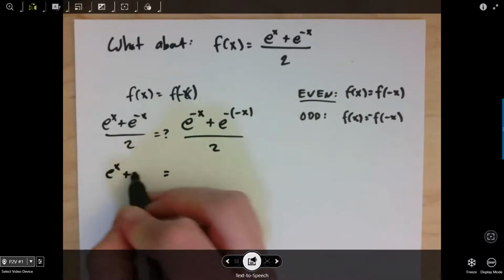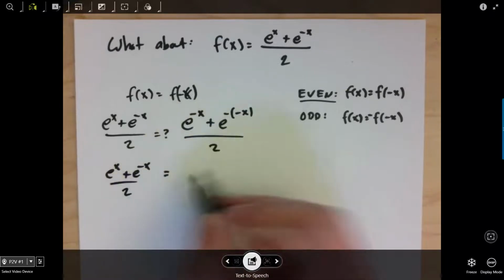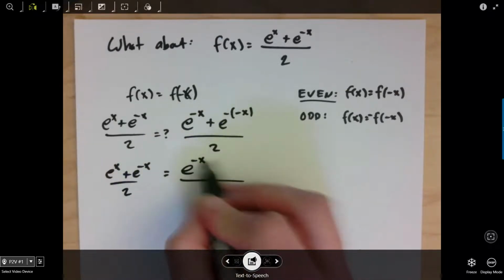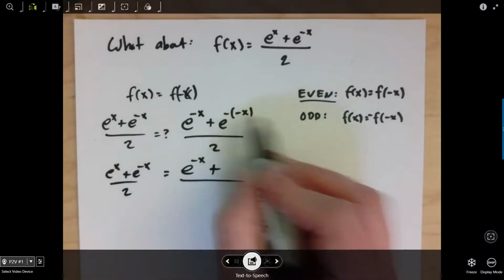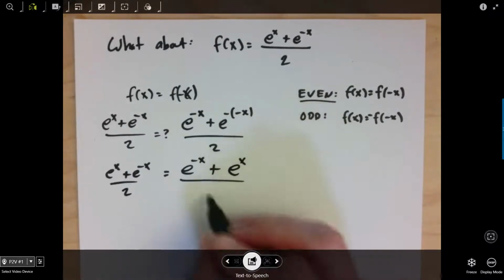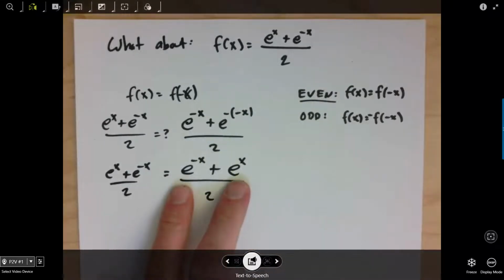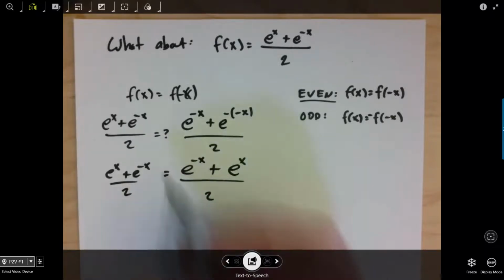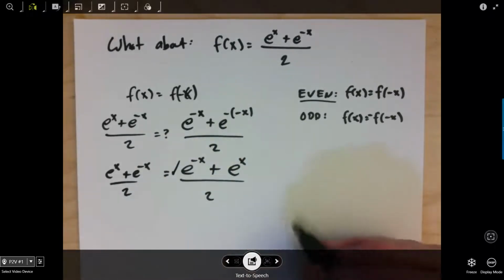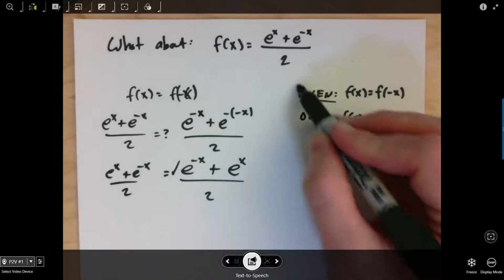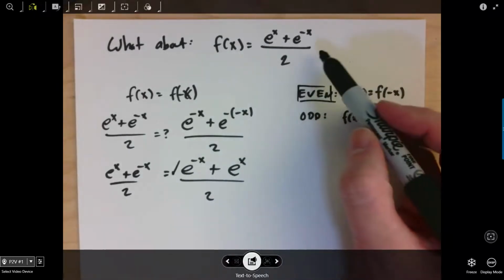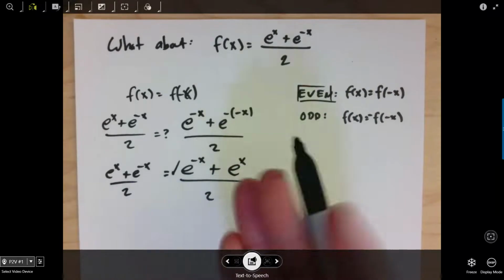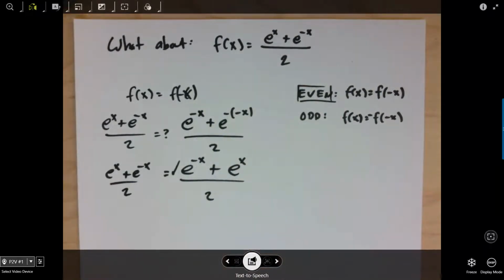And this seems like it's going to work. Here I've got e to the negative x, and then here the opposite of x is just x. And now, because a plus b is the same thing as b plus a, I know that those two sides are equal. Therefore, I've shown that this function's even, which means that whatever the graph looks like, I know it has this horizontal reflection symmetry.